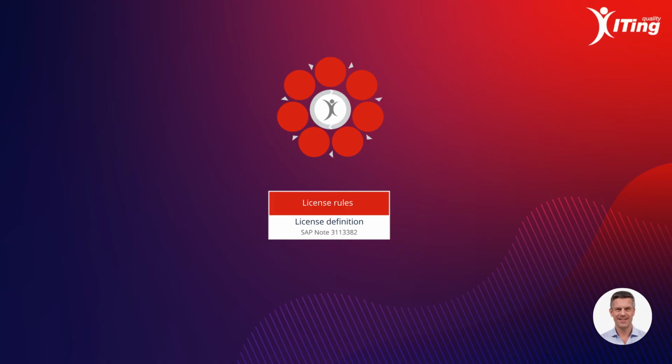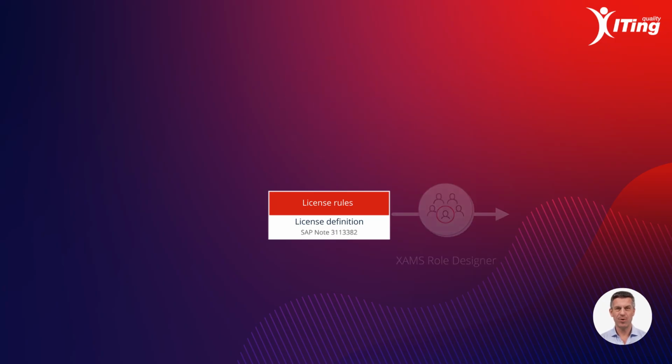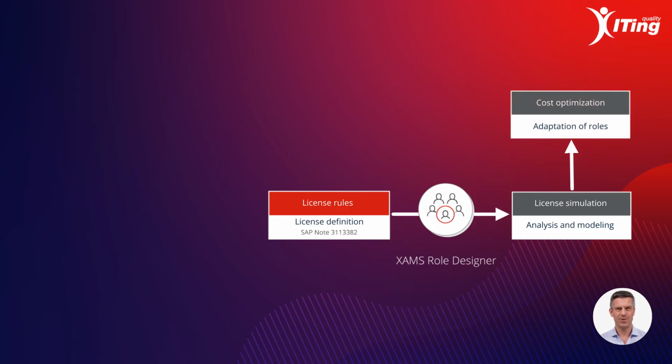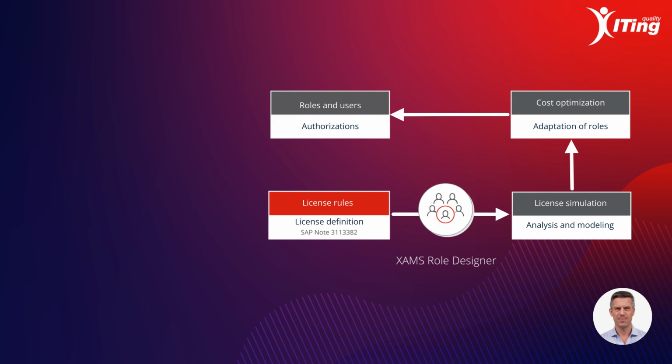Two of the 7 XAMS modules provide precise and efficient license analysis directly within your SAP system. The Role Designer module can simulate license types during role creation using real usage in a completely risk-free virtual project environment. This enables you to identify and address issues early on, reducing costs before new roles even reach the production environment. It also allows you to analyze users, providing a complete and transparent view of your authorizations and licensing situation.